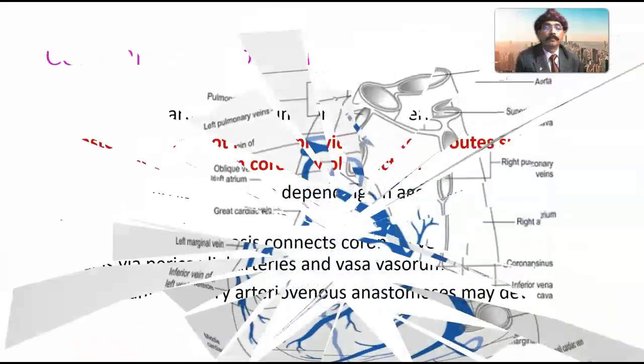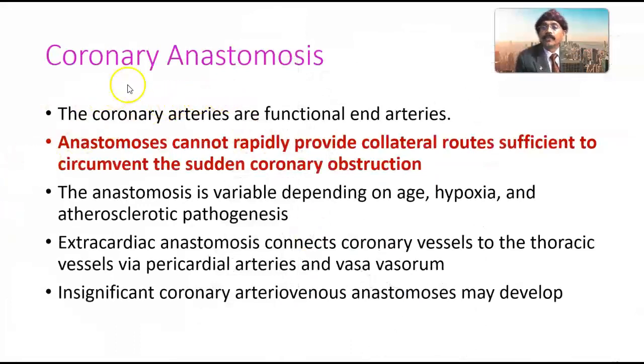Coronary anastomosis. The coronary arteries are functional end arteries. Anastomosis cannot rapidly provide collateral routes sufficient to circumvent a sudden coronary obstruction. Anastomosis is variable depending on age. In fetal life, there is more anastomosis. Due to hypoxia, long-standing bronchial asthma, or living at high altitude, there will be more anastomosis. Anastomosis also depends on atherosclerotic pathogenesis. If there is blockage, then more anastomosis will attempt to develop, but these are not very effective in the heart. We call them functional end arteries. Insignificant coronary artery venous anastomosis may also occur.